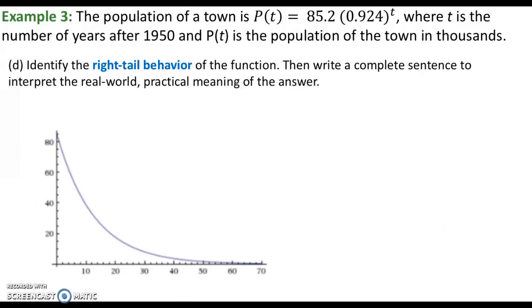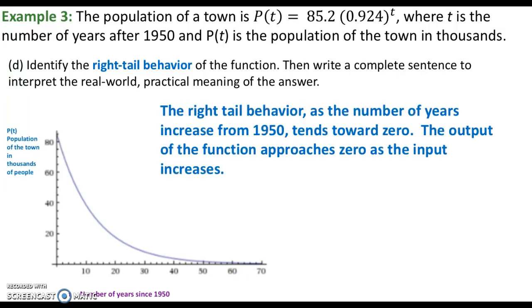Part D, identify the right tail function behavior of this function and write a complete sentence. All right, so let's look at our right tail behavior here. What's true about our right tail behavior? As the time gets closer and closer to 70 years after 1950, the population of the town is getting closer and closer to 0. So we would say that our right tail end behavior here, as the number of years increases from 1950, the output or the population is tending towards 0. So the output of the function approaches 0 as the input increases.